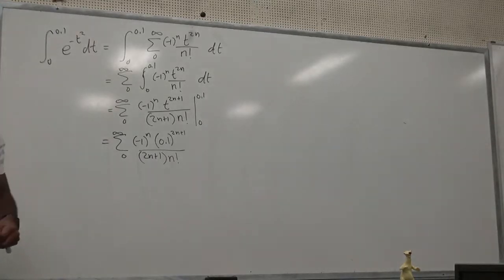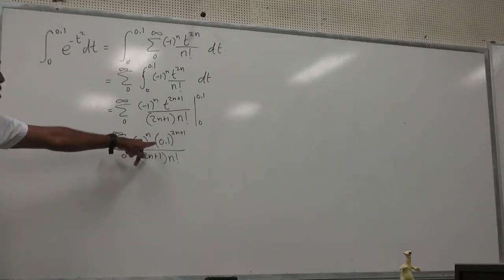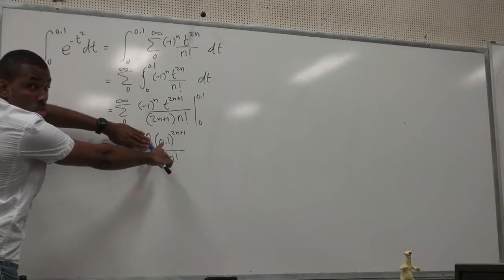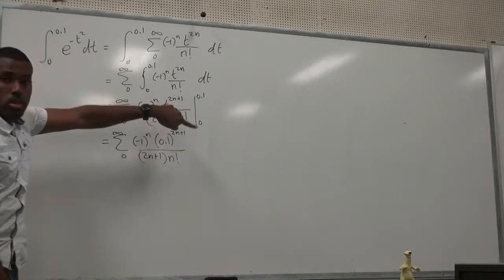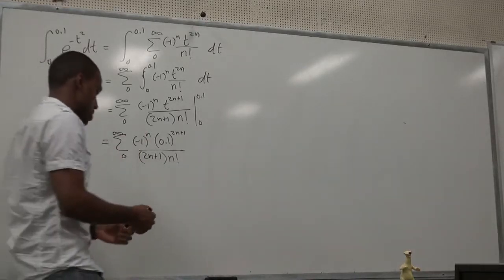Now, if I kept it as minus t squared, parentheses, to the n, you wouldn't have this, and you'd have minus 0.1 squared on the inside of the brackets. And then an n on the outside. So then n plus 1 on the outside.